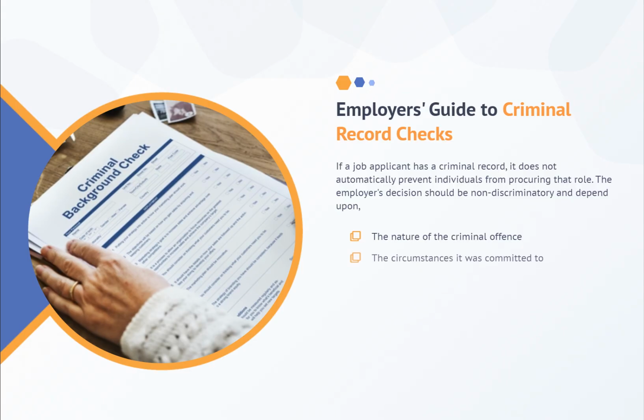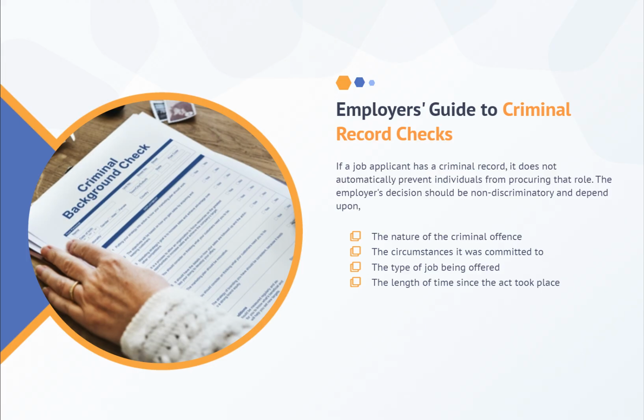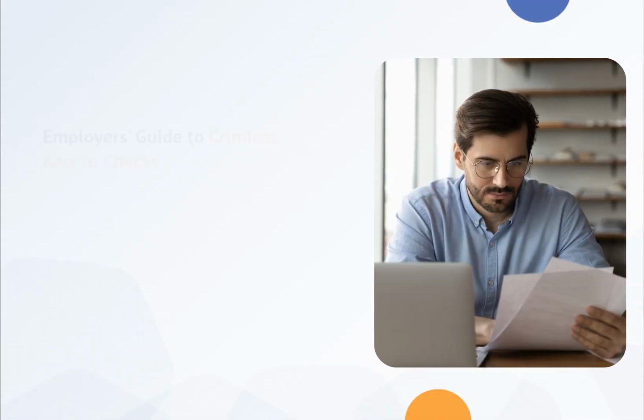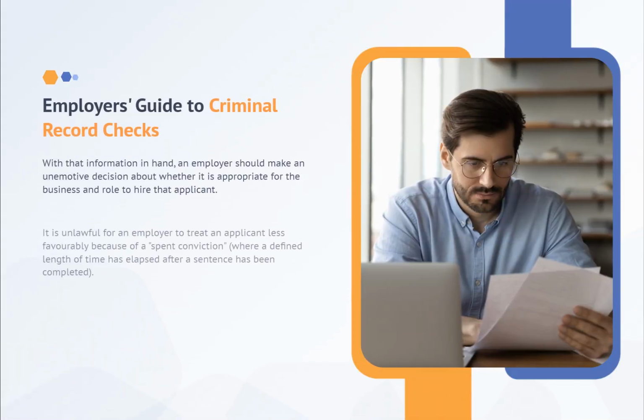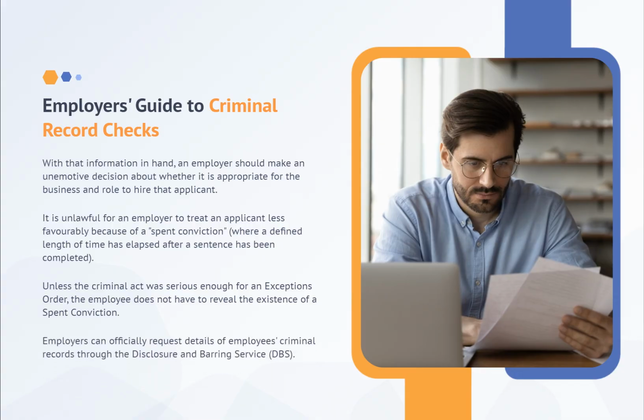Employer's Guide to Criminal Record Checks. If a job applicant has a criminal record, it does not automatically prevent individuals from procuring that role. The employer's decision should be non-discriminatory and depend upon the nature of the criminal offense, the circumstances it was committed in, the type of job being offered, and the length of time since the act took place. With that information in hand, an employer should make an unemotive decision about whether it is appropriate for the business and role to hire that applicant.